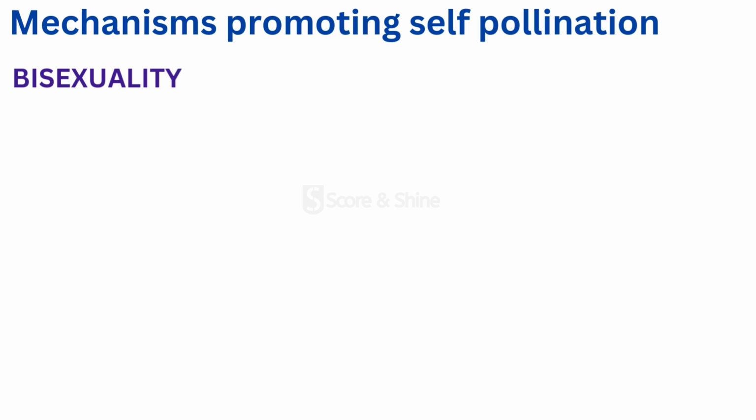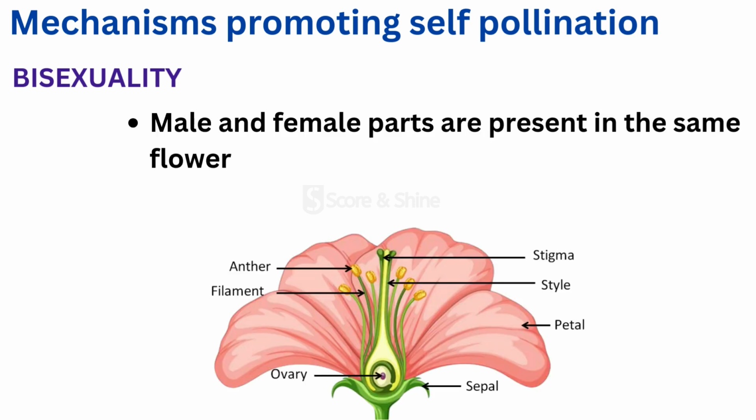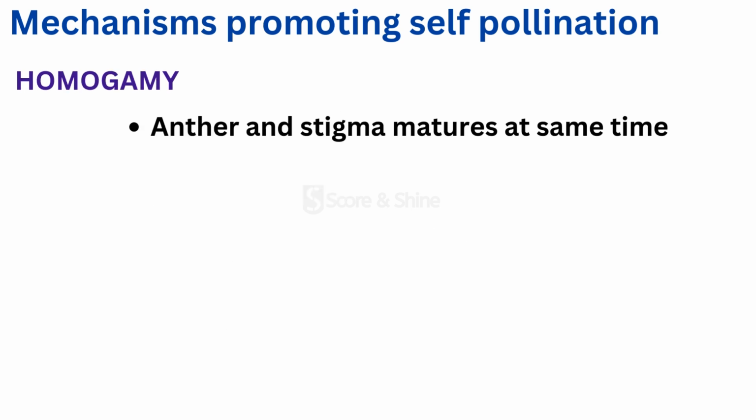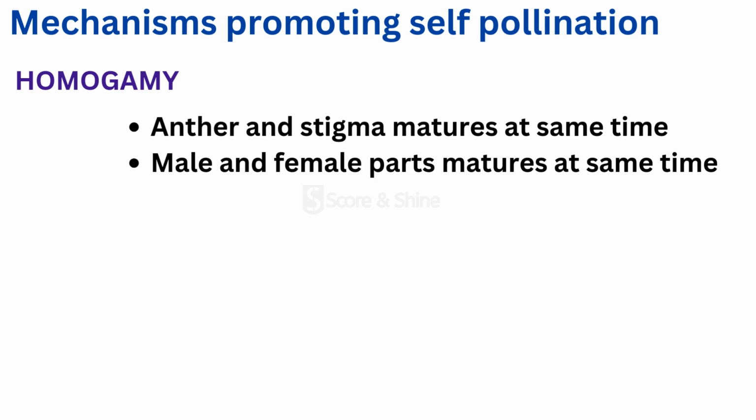So first, bisexuality. It is the condition where male and female organs are present in the same flower. These bisexual flowers are also called hermaphrodite flowers. And next, homogamy. Homogamy is the condition where anther and stigma of the flower mature at the same time, which means both male and female reproductive parts of the flower mature at the same time.